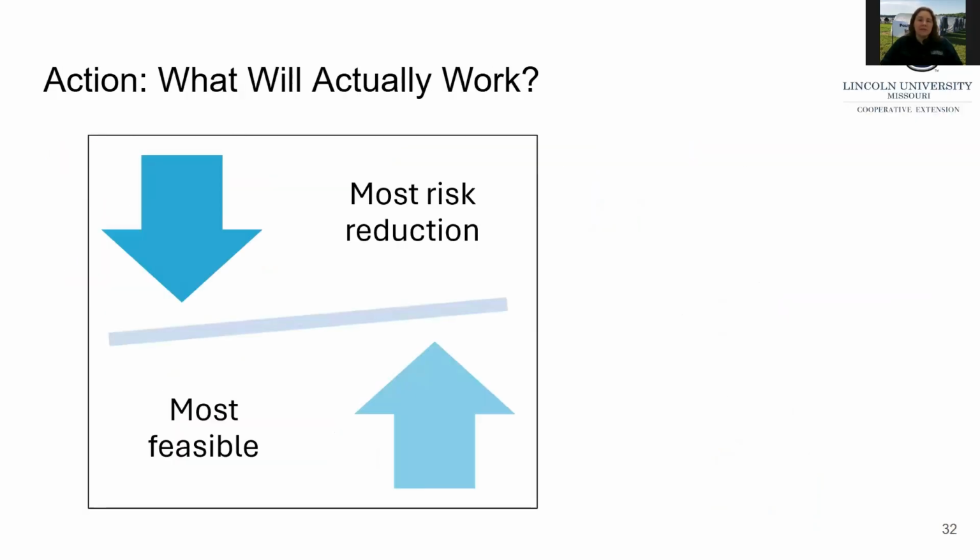So we've identified a pathway and we've identified several places where we could interrupt it. Now we have to help the producer decide what to do. And this is where working with small flocks gets interesting. We're balancing two things. How much risk reduction could this option provide, and how feasible is it for this flock to actually do it? We don't want to choose an intervention simply because it's easy, but we also don't want to recommend something that sounds excellent on paper and won't be followed consistently.